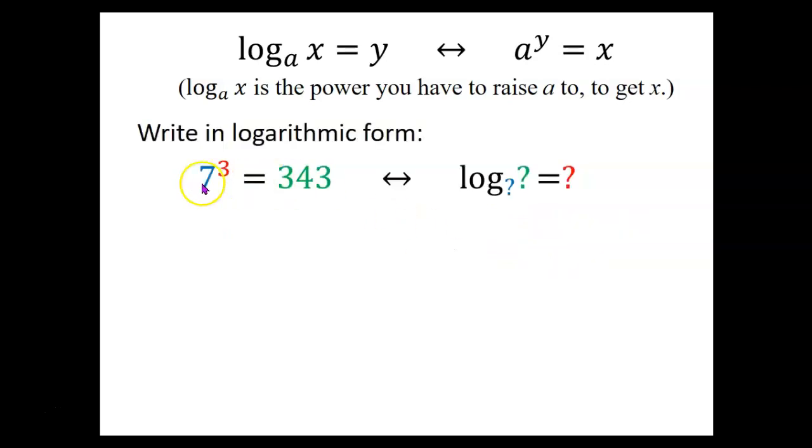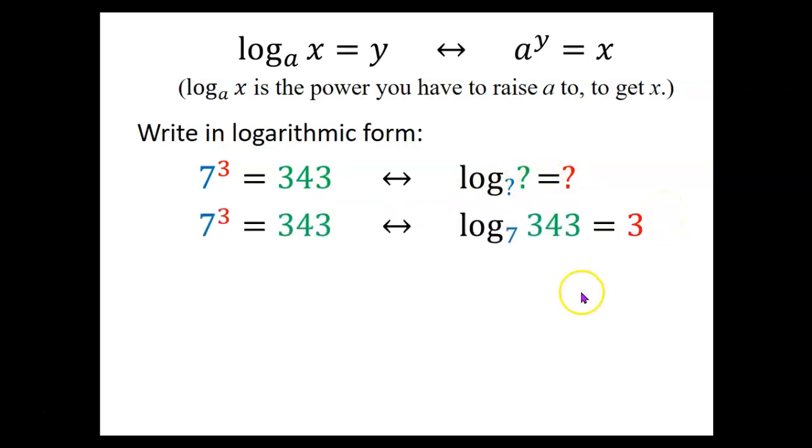Let's try another one. How would you write 7 to the 3 power equals 343 in logarithmic form? Log to the base what of what equals what? Answer, log to the base 7 of 343 equals 3.